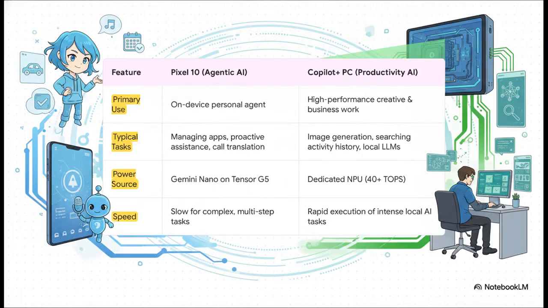And that divide, it's becoming crystal clear. Your phone is evolving into what we call an agentic AI. Its whole job is to be your personal assistant that acts on your behalf. Ordering you a car or translating a call in real time. Your PC, though, that's becoming a productivity AI. Its job is to help you do your work faster, generating images, searching through your entire history of everything you've ever done, and running these huge, complex models right there on the device.